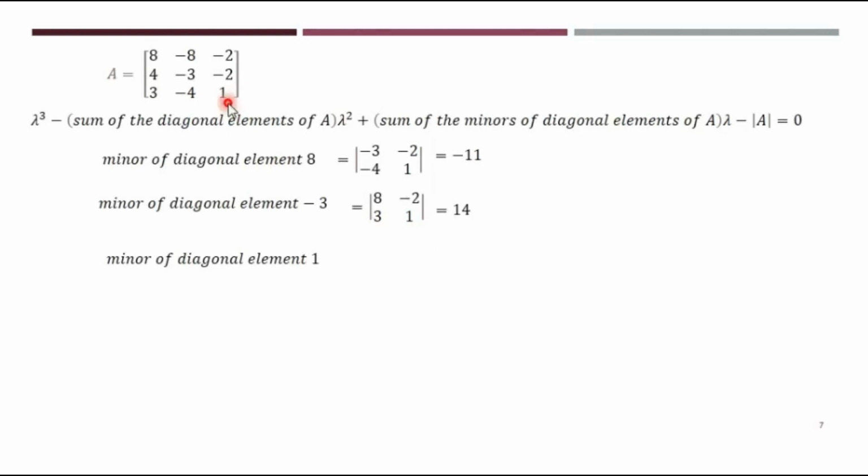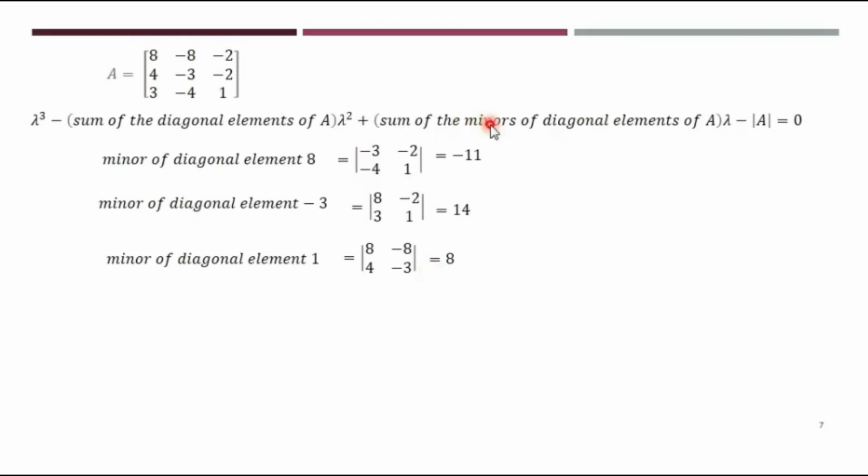Now again 1 is there in the third row and third column. So leave out the third row and third column. The remaining determinant is 8, -8, 4 and -3. Calculate that. So 8, -8, 4, -3, how much is it? 8 into -3 is -24, plus 32, that is 8. Right, is the answer okay? Yes, okay, fine.